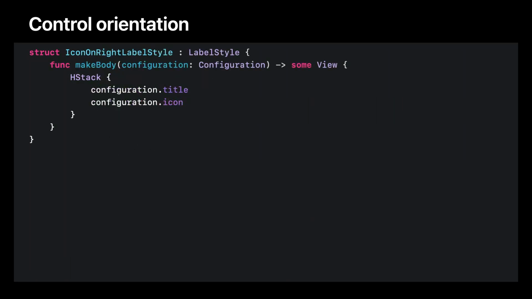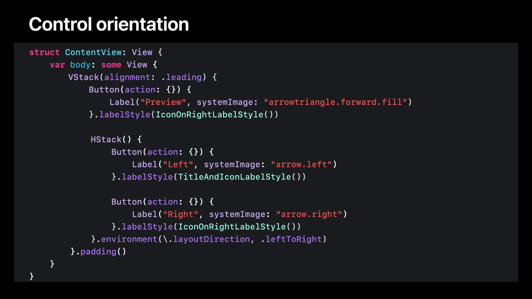Your label style's makeBody method just has to make an HStack and add the title and icon into it. As with any HStack, the order you add them determines the order they display, and the order automatically reverses when appropriate for the UI direction. This technique works on any view that can take a label, not just buttons. Of course, you don't want the icon to change sides on the right button. You want it to always be on the right, regardless of the UI direction.